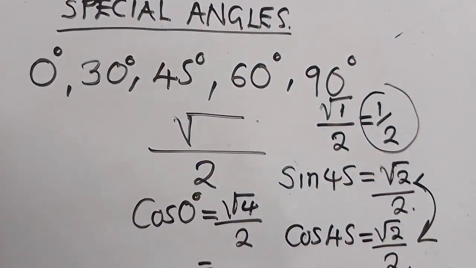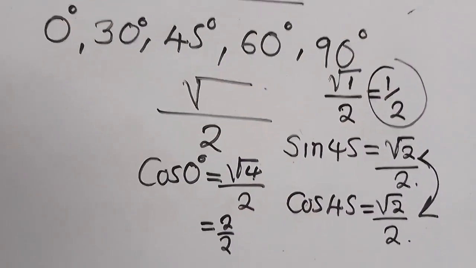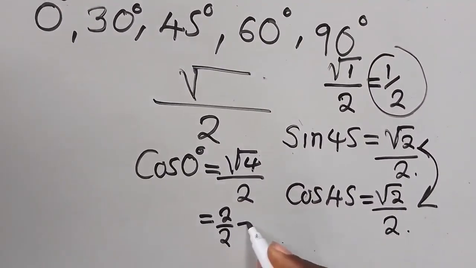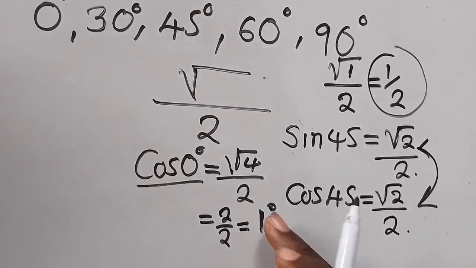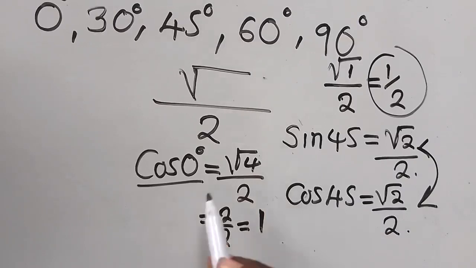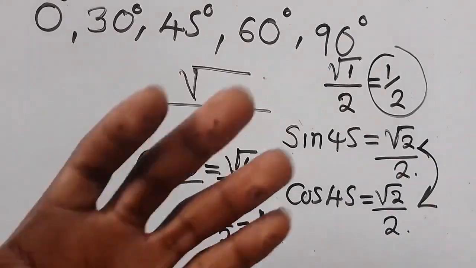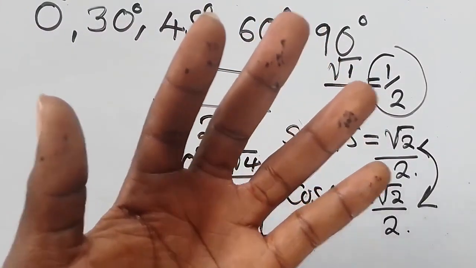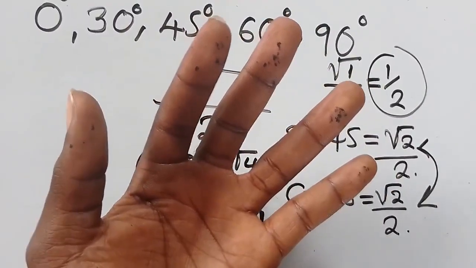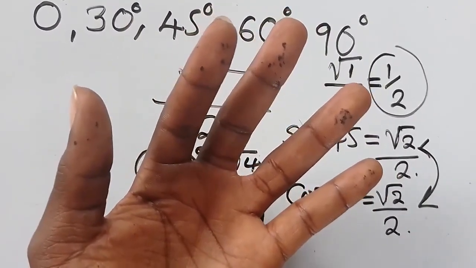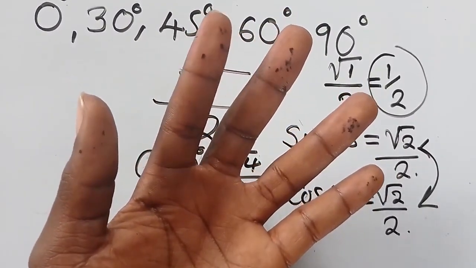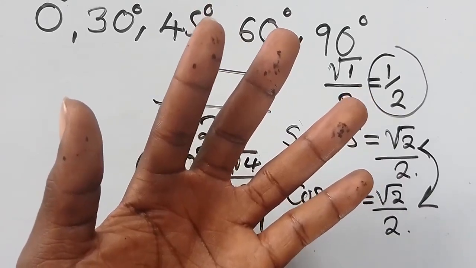Then you calculate. This is equal to root 4 is 2, 2 divided by 2. What is your answer? You get 1. So cos 0 is 1. Cos 0 degrees is 1. You can prove this on your calculator. So this is very simple. You find any special angle by using your hand and your fingers. Very simple. Have you seen the way I'm finding? So this is how you need to be finding each.